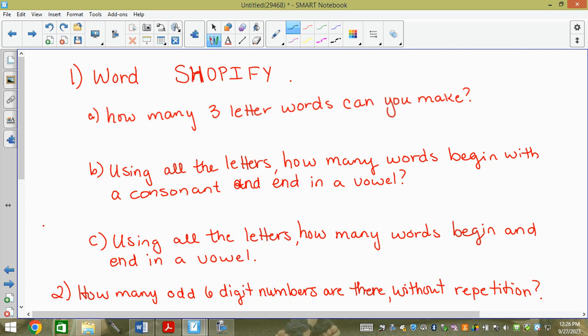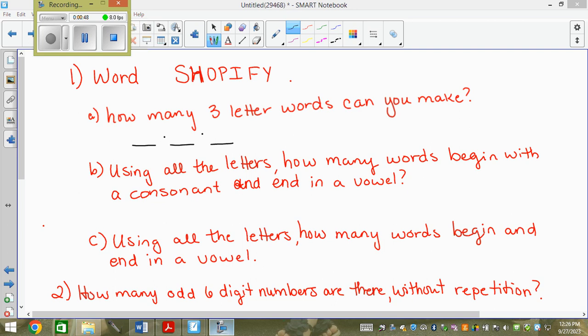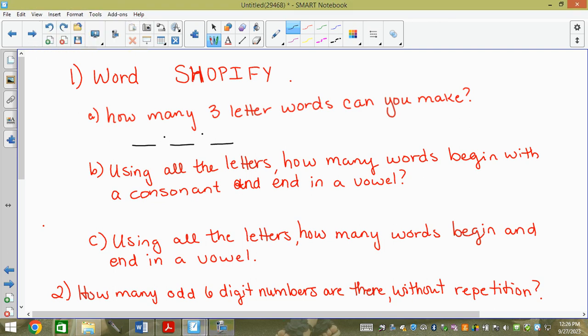How many 3-letter words? So this time I'm just asking you to make 3-letter words, so that's 3 blanks. 1, 2, 3. How many letters are in Shopify? We start with how many letters? 7, then? 6. Then? Because we go down by 1 each time, because it is a word.